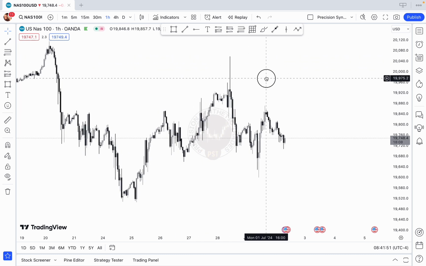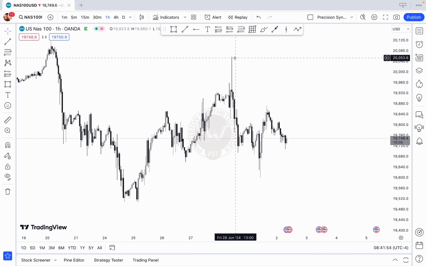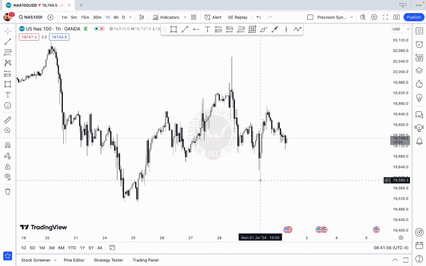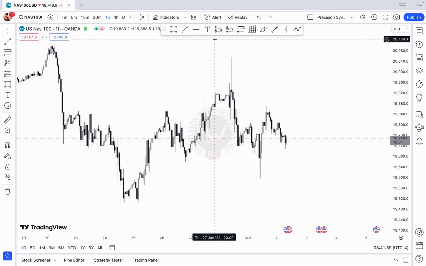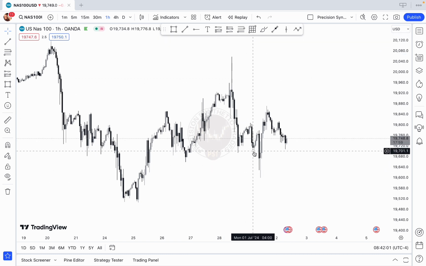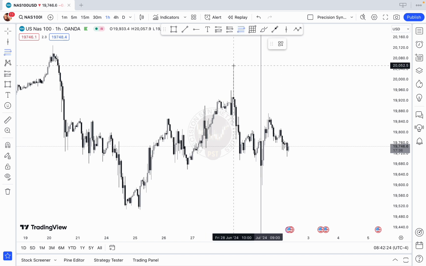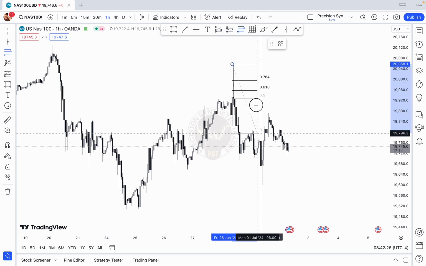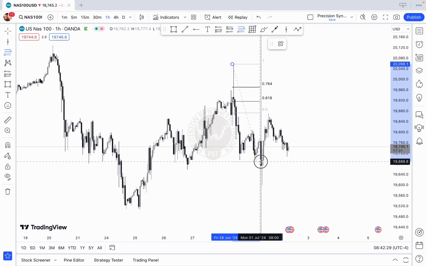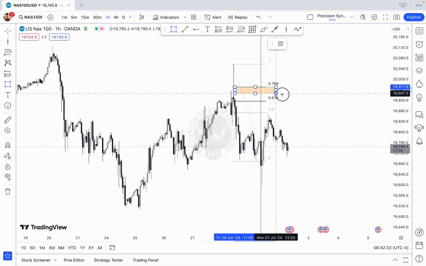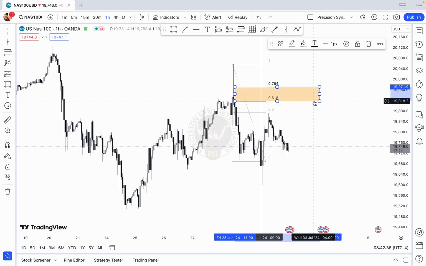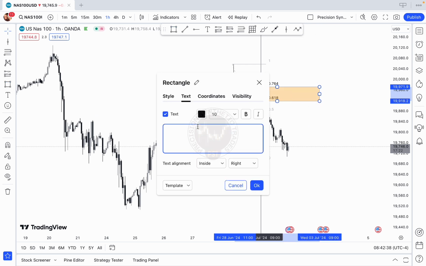Now, the first thing that I did, I drew my fib from this high to this low. Let's just mark out where the market opened. Let's just mark out 9 o'clock. Prior to 9 o'clock, I marked out my fib from this high to this low, and I marked out my OTE level. Let's just type that out. OTE level.